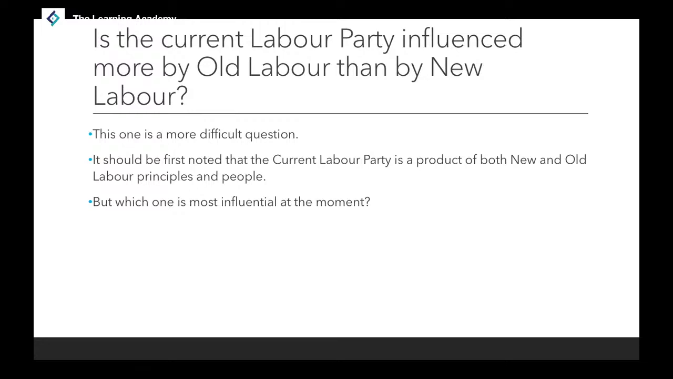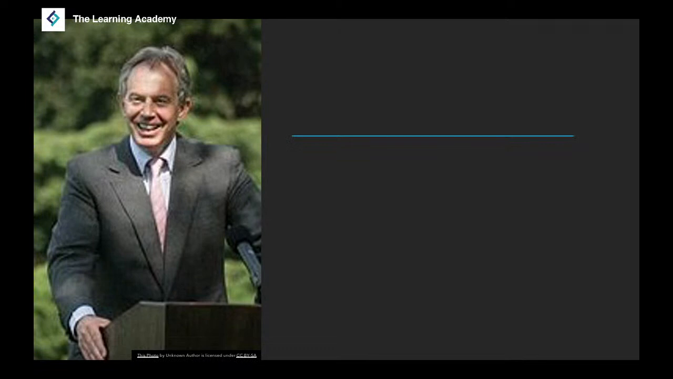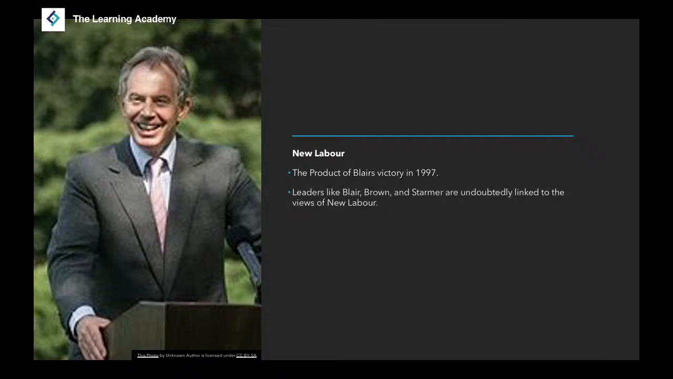So, which one is the most influential at the moment? That's the question, and we can break this up by looking at the different leaders of each era of Labour almost. We can generally try to define New Labour as something that took place in a period beginning with the product of Blair's victory in 1997, and going all the way through.